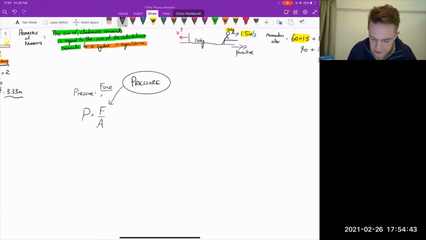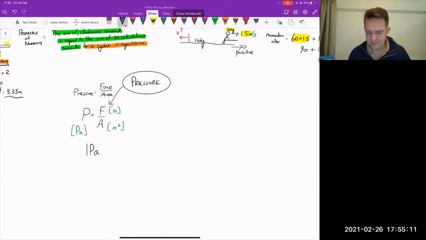Now that's true of any pressure, liquid pressure, gas pressure. That's at its heart what pressure is: how much force is applied per unit area. It doesn't matter if it's a solid, liquid, gas. The units are pascals, newtons per meter squared. That tells you the meaning of a Pascal: 1 Newton is being exerted over every meter squared of area.